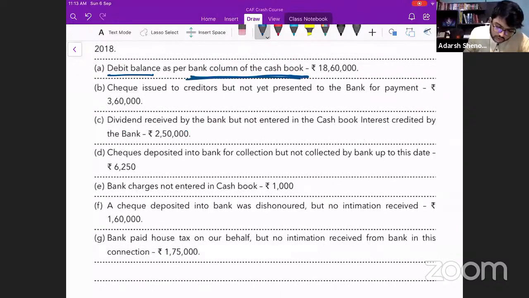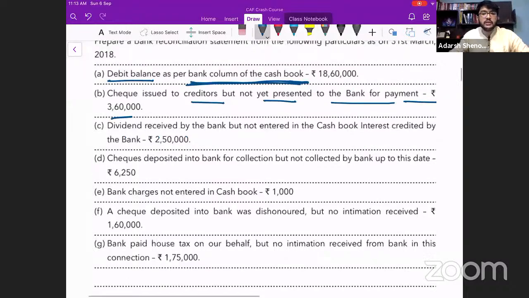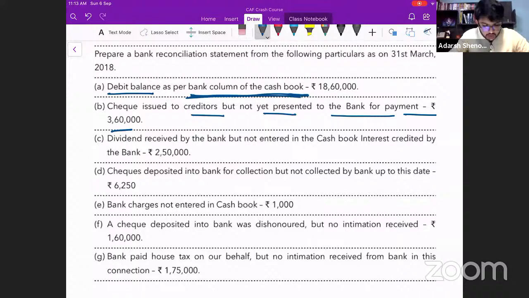Now, check issued to creditors but not yet presented to the bank for payment. Can you tell me which book has moved because of this? When I issued the check, which book did I move? I moved the cash book. Did I move it upwards or downwards? I have moved it downwards, because I have reduced the balance since I issued a check.